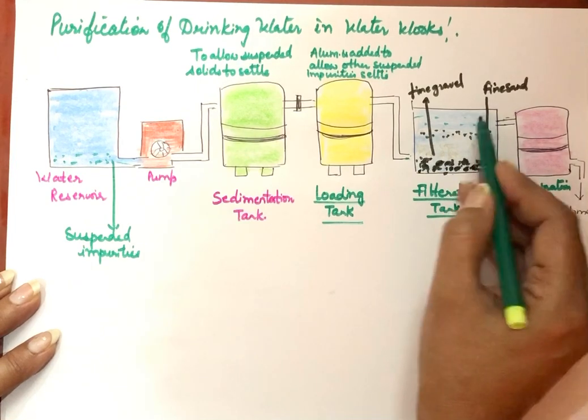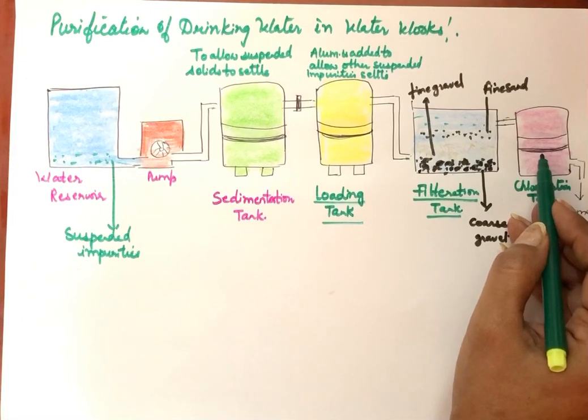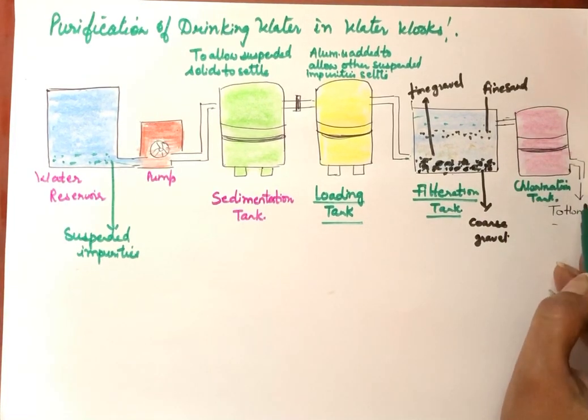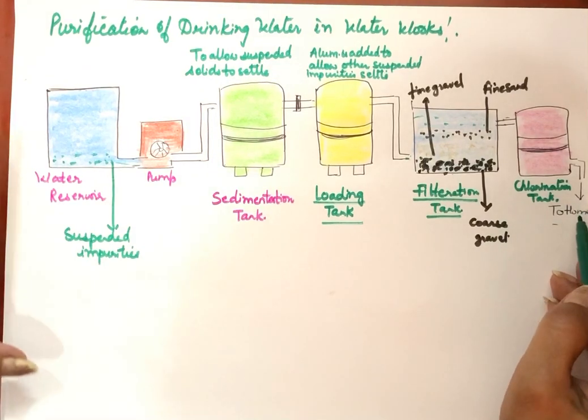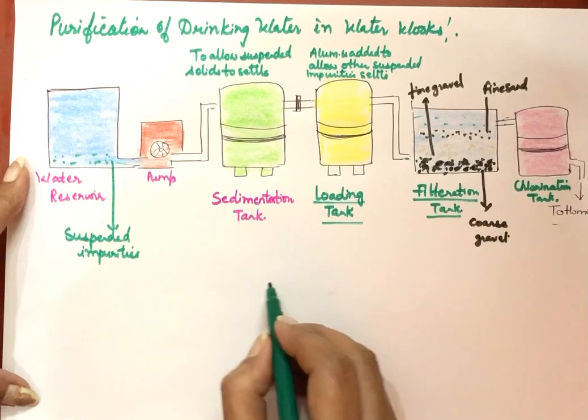And then this pure water is sent into the next tank, that is the chlorination tank. It will kill all the germs and the pathogens in the water. And now this water is sent to the homes. This is suitable for drinking purpose. So this is the purification of drinking water.